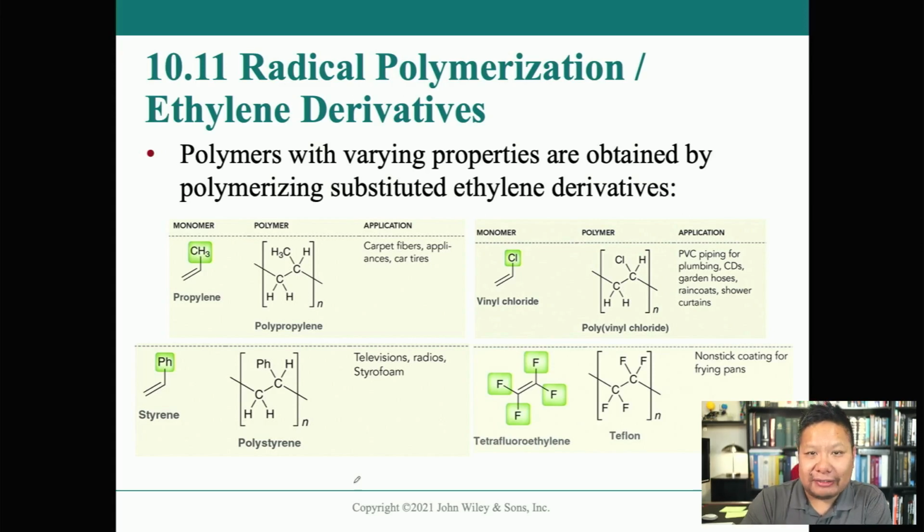So here are just a couple examples of polymerizing different carbon chains to make different plastics. We have polypropylene here. This is the propylene monomer right there, and then we can make polypropylene, and polypropylene's in everything.